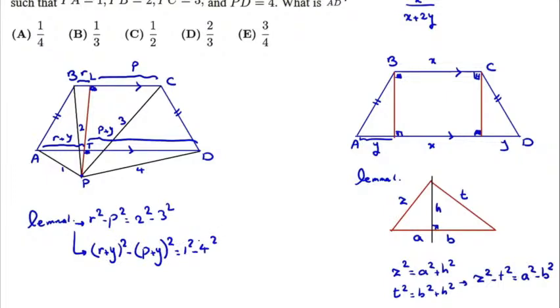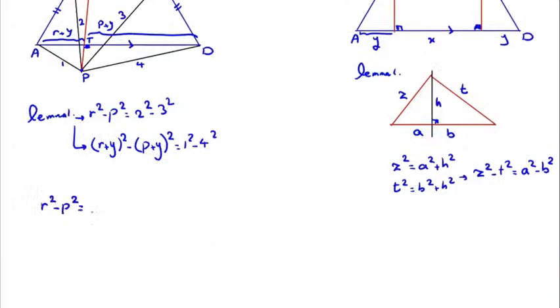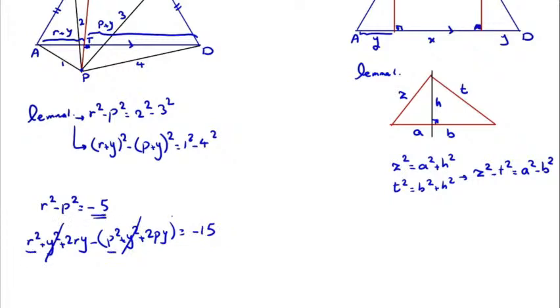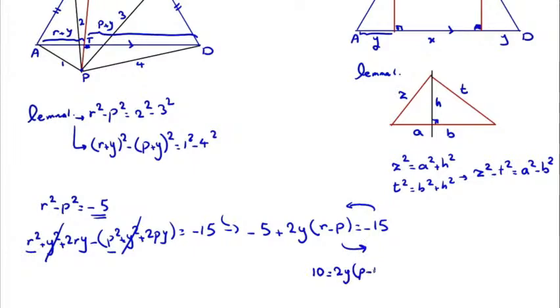So, if we simplify, the first line is R squared minus P squared is 4 minus 9, which is negative 5. In this one, it will be R squared plus Y squared plus 2RY minus P squared minus Y squared minus 2PY equal to 1 squared minus 4 squared, which will be 1 minus 16, negative 15. Y squared will be cancelled, so R squared minus P squared will be negative 5 here. So, we conclude negative 5 plus 2Y times (R minus P) equal to negative 15. Now here, negative 5, if you take this to the left-hand side, this to the right-hand side, negative 5 plus 15 is 10, and 2Y times (P minus R), because we take the negative of this constant. If you divide by 2, Y times (P minus R) equal to 5.